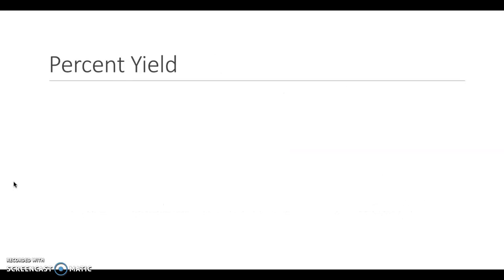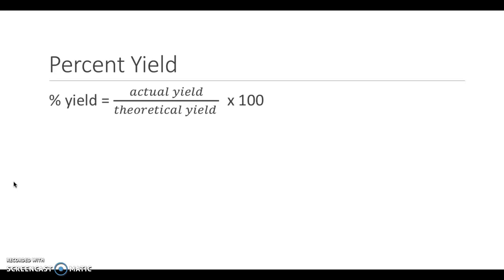The last thing in this unit is percent yield. Percent yield is just a way of determining how good a reaction is. How much product does it make compared to how much it should have made? The equation for percent yield is actual yield divided by theoretical yield times 100.